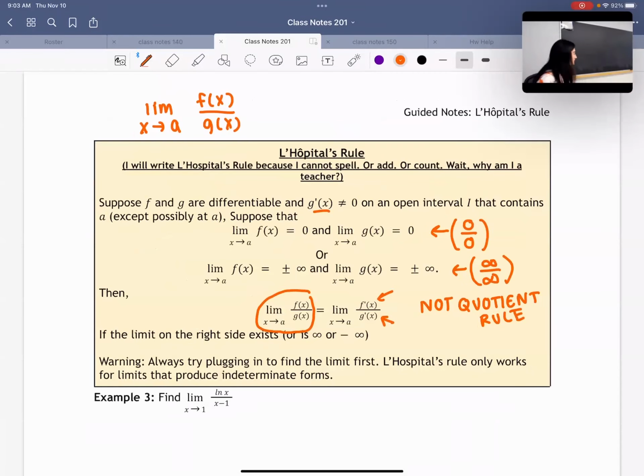Okay, and I said that if I have a limit of a fraction, so f over g.